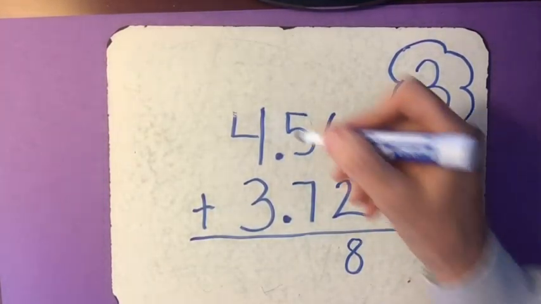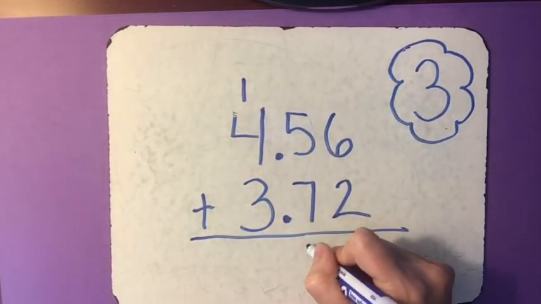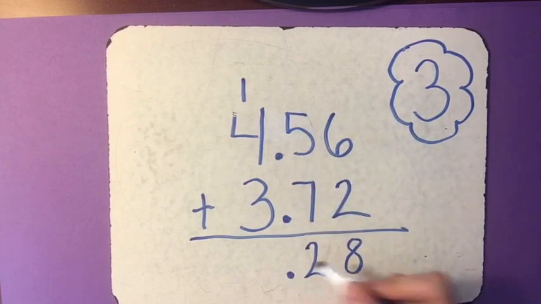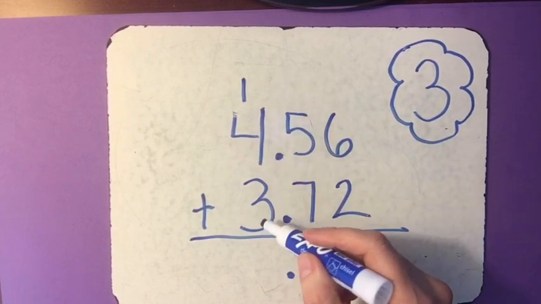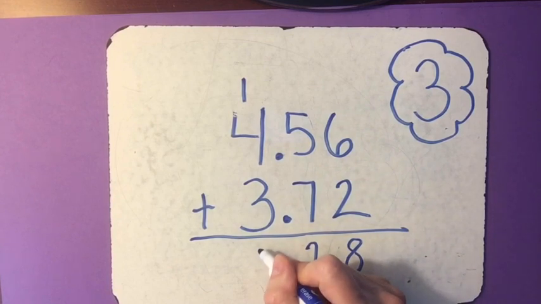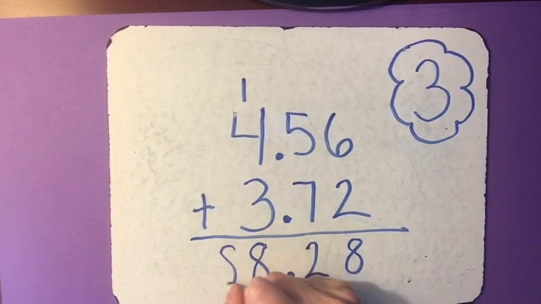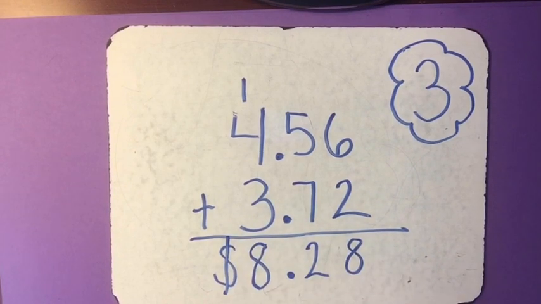So 5 plus 7 is 12, so 1, 2, and then the decimal point comes straight down, and 1 plus 4 plus 3, which is 8, right? So we have 8 and 28 hundredths. If we wanted to use money, we would put a dollar sign, okay? So that's just a quick review of adding. You haven't done it in a while, but I know you all know how to do it really well.